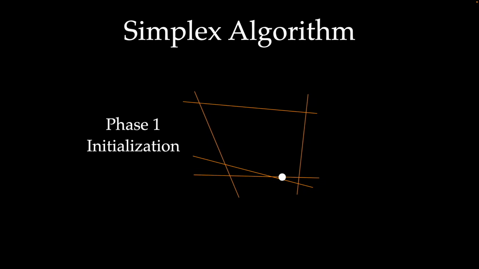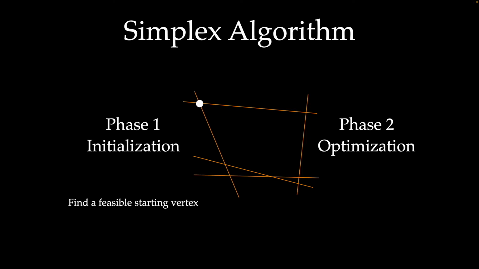Okay, so the simplex algorithm has two phases, the initialization phase and the optimization phase. The initialization phase is focused on first finding a starting vertex. So we need to find a feasible starting vertex. And then phase 2 is focused on finding the optimal vertex. We're actually going to start with phase 2 because that's where the bulk of this algorithm takes place. Then we're going to come back to talk about phase 1 and how we actually initialize this with a feasible starting vertex.